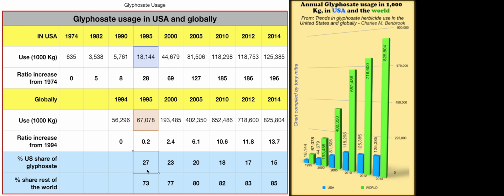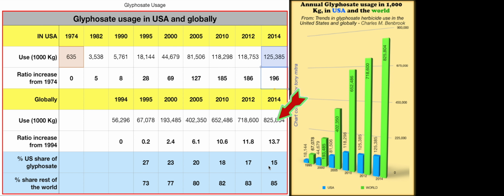Now this ratio, as you can see, has gone from 27 to 23 to 20 to 18 to 17 to 15. The percentage figure for glyphosate use in USA is continuously going down in comparison with the global use, although the actual use of glyphosate has been constantly going up at almost breakneck speed. These two data in themselves should tell you that the global use of glyphosate has been increasing dramatically.